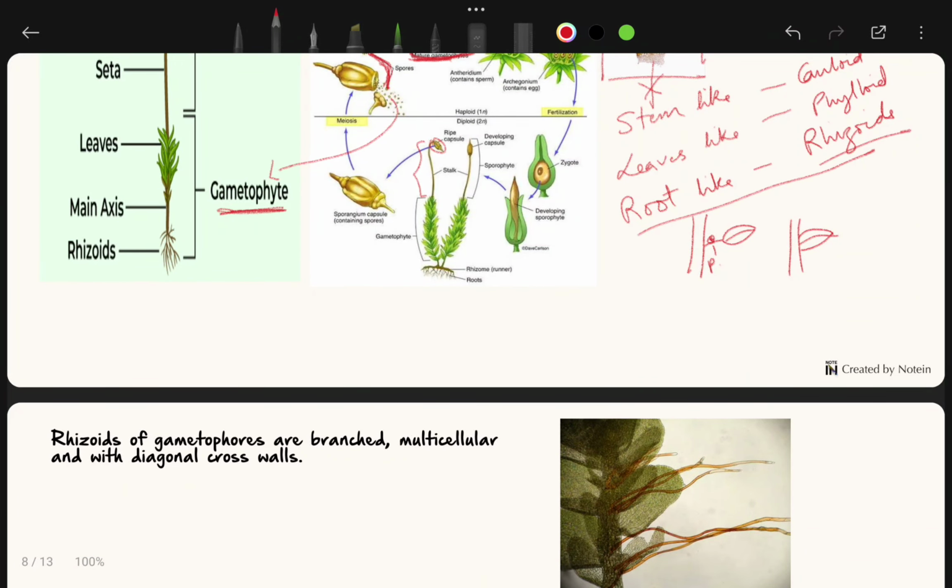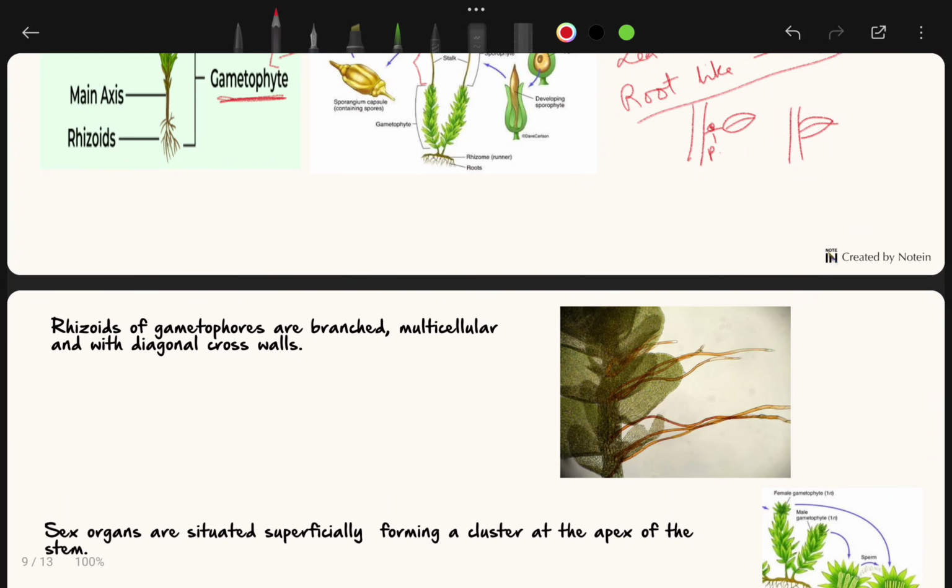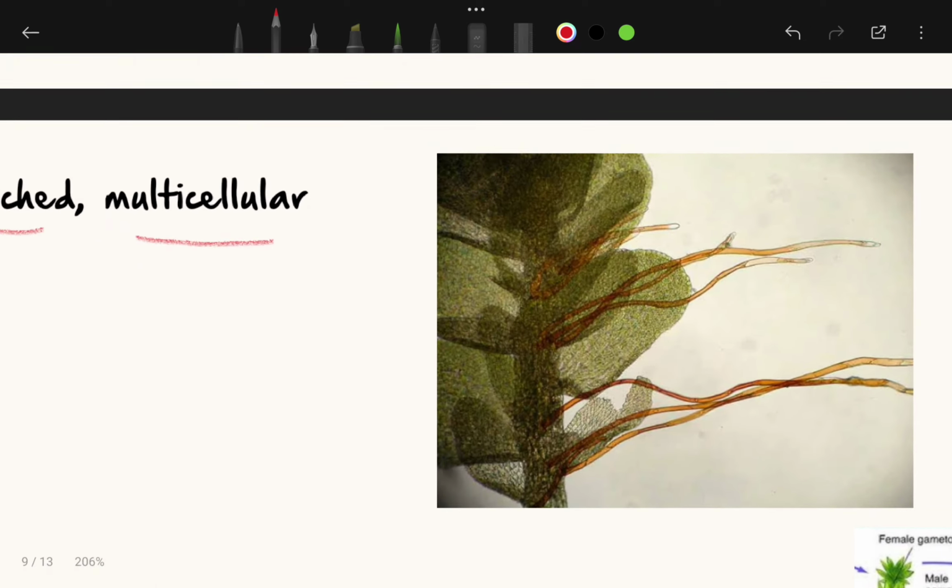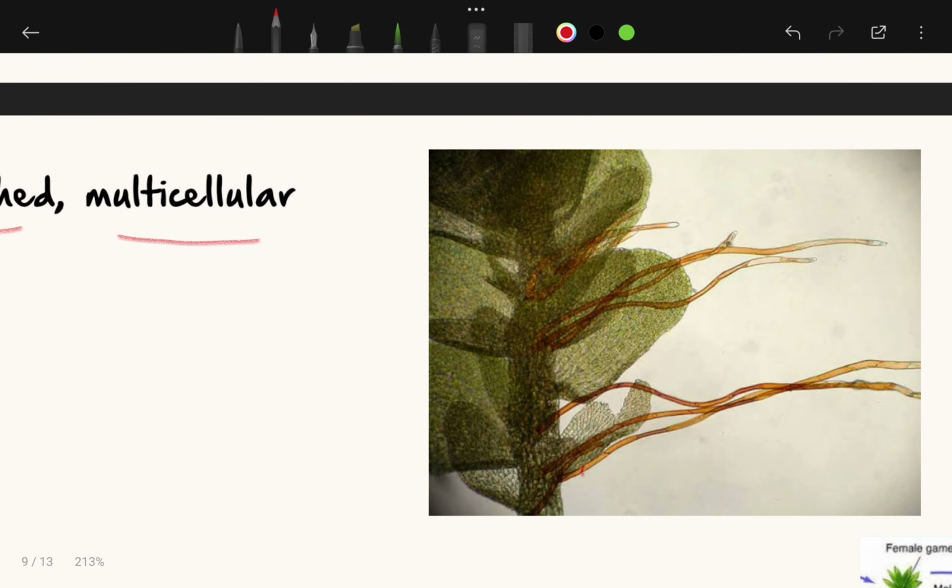The root-like structures called rhizoids are branched and multicellular with diagonal cross walls. We've already discussed this. The rhizoids in liverworts and hornworts are unicellular, but the rhizoids of Bryopsida mosses are multicellular, they are branched, and there is also a special character, that is the presence of cross wall formation in the rhizoids.